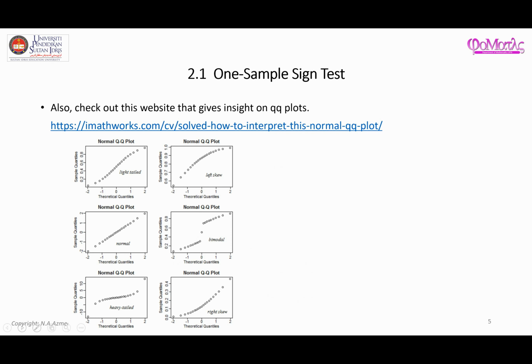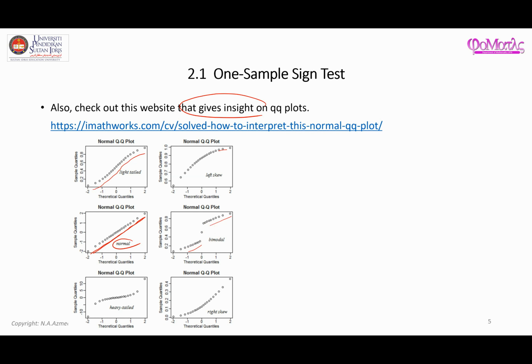And this is another website that also gives insight to the idea of QQ plots. So it says here, if data comes from a normal distribution, then you will expect all our data to lie on the straight line here. This is an example of data set that has light-tailed, left skewed, so it looks like this. If you have a bimodal distribution, it may look like this. So this is the theoretical idea.